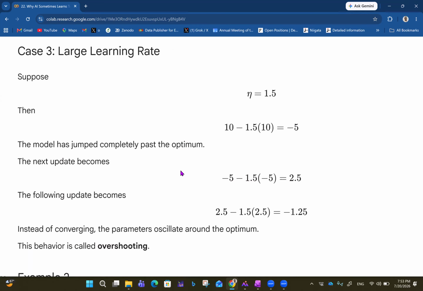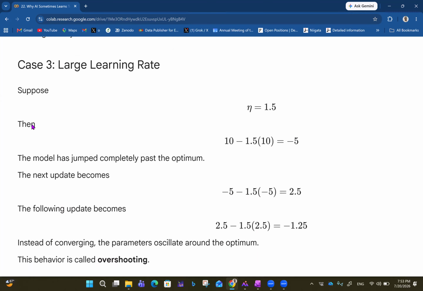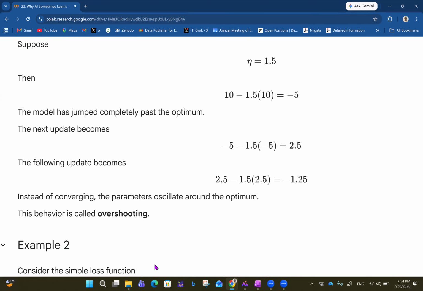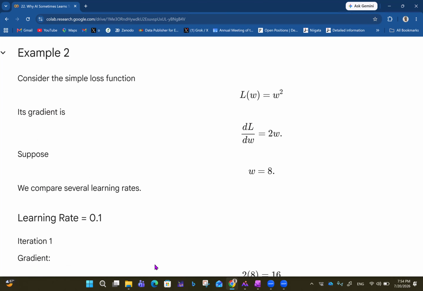Now look at this other one. Suppose eta is 1.5. Then 10 minus 1.5 times 10 is 10 minus 15, that's minus 5. In fact, you have jumped over 0 to minus 5. The model has jumped completely past the optimum, which is 0. The next update becomes minus 5 minus 1.5 times minus 5, and you have 2.5, so you have jumped to the positive side again. The following update gives 2.5 minus 1.5 times 2.5, which is minus 1.25. So instead of converging, the parameters oscillate around the optimum. This behavior is called overshooting because the learning rate is too high. You're just jumping all over the place.